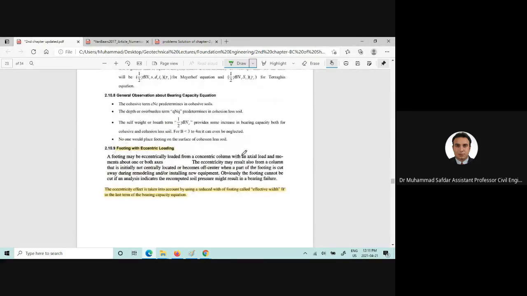Now, we already know that the cNc term is predominantly due to cohesive soils, and the overburden term, which is the q Nq, is predominant in cohesionless soils. For example, this is for clays, this is for sands. Now, the self-weight or breadth term here provides some increase in bearing capacity both for cohesive and cohesionless soil. But for the case of B less than 3 to 4, it can be neglected as well.